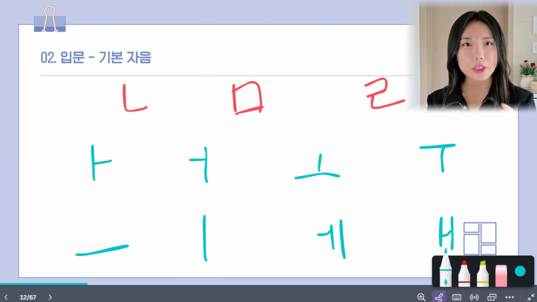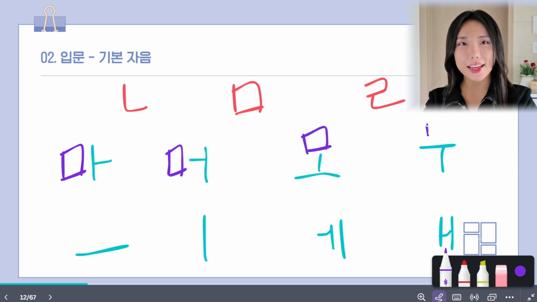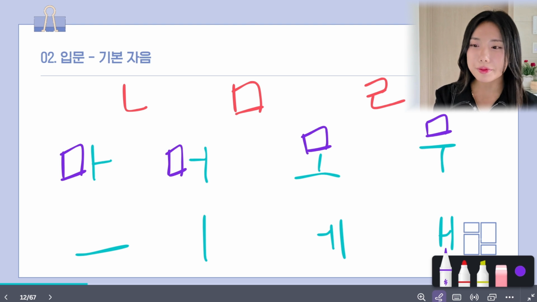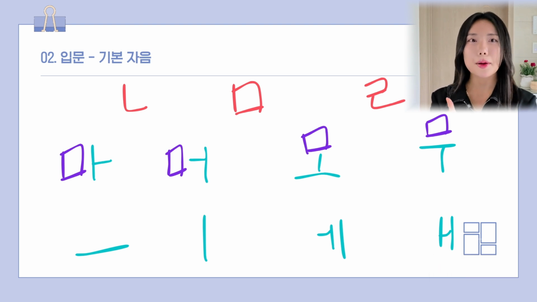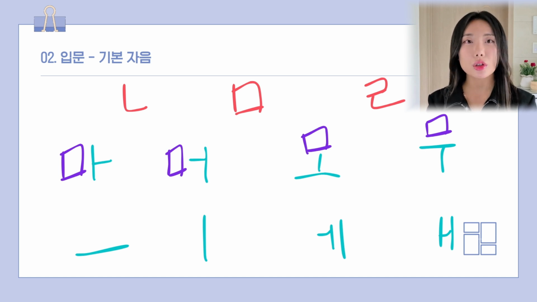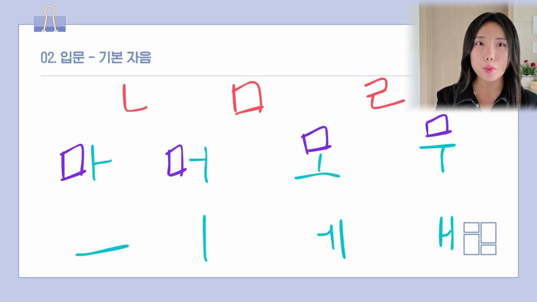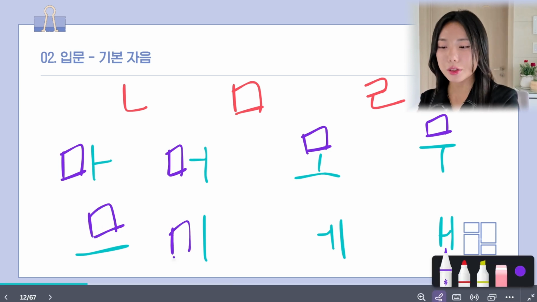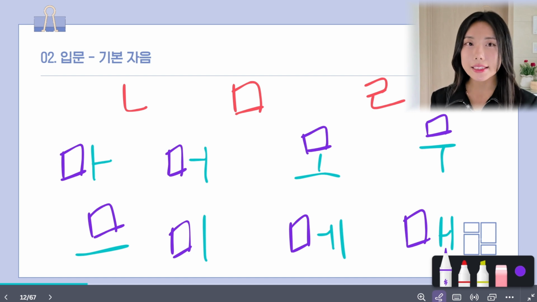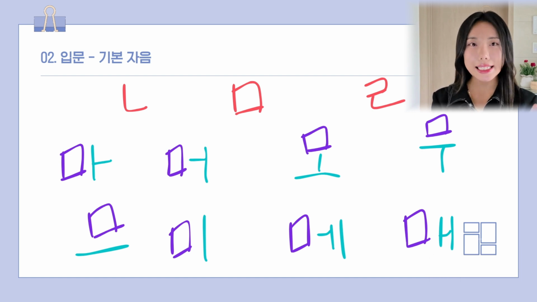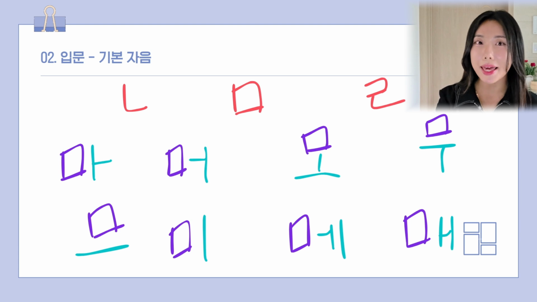Alright then, let's talk about M. All the combinations with M and vowels. Can you read those four? M and A, ma. M and O, mo. M and U, mu. Ma, mo, mu. Let's go to the next one. M and I, mi. M and E, me. Ma, mo, mu, mi, me.